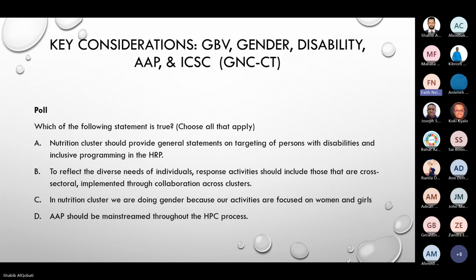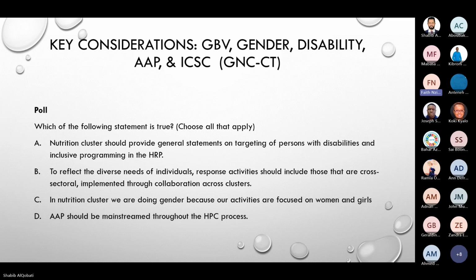So the second statement, that is true. No single sector can meet all humanitarian needs. So we need to articulate multi-sectoral response approaches and allow sectors to collaborate and complement each other to fill gaps. Then the third statement: in the nutrition cluster, we are doing gender because our activities are focused on women and girls.